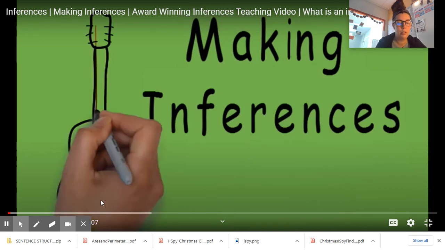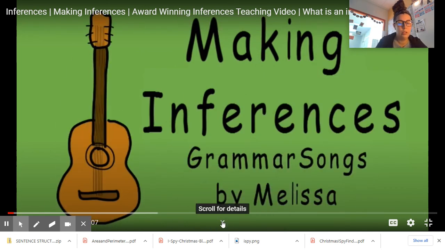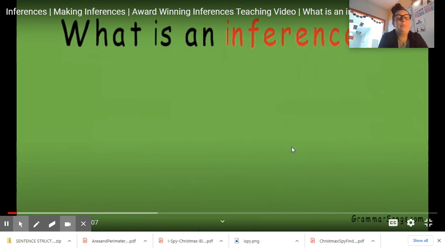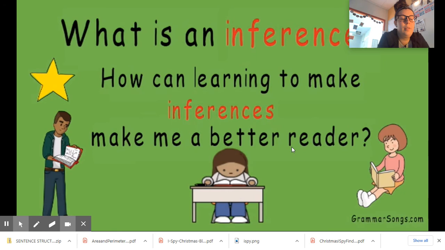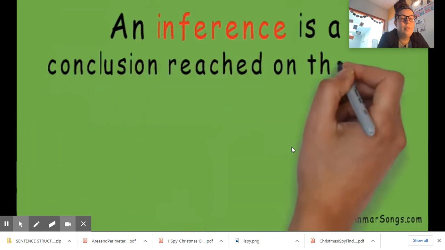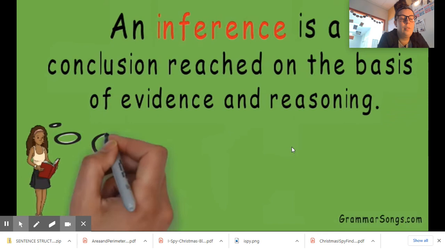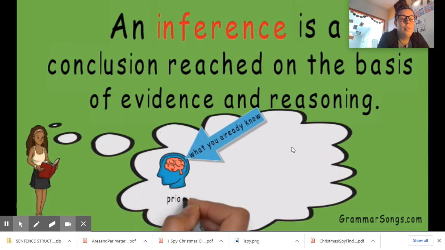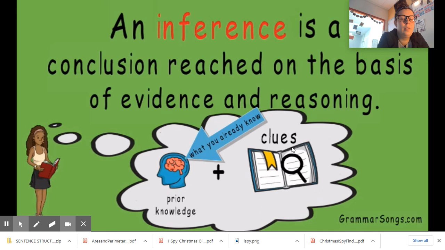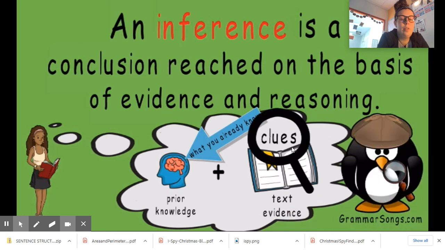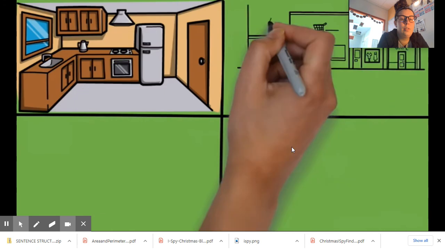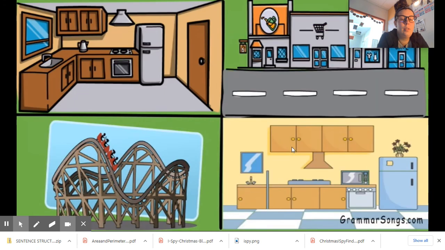Making Inferences, by Grammar Songs by Melissa. What is an inference? More importantly, how can learning to make inferences make me a better reader? Let's get started. An inference is a conclusion reached on the basis of evidence and reasoning. Good readers infer by using what they already know, prior knowledge, along with clues in the text evidence to form an idea. Did someone say clues? Yes, Detective Waddle. Looking for clues is very important when making inferences. Let me show you. We make inferences every day in real life without even realizing it when we use the clues around us to make sense of what is happening.